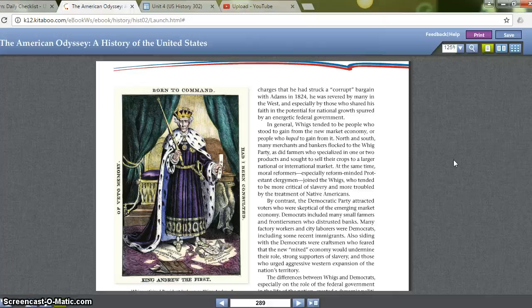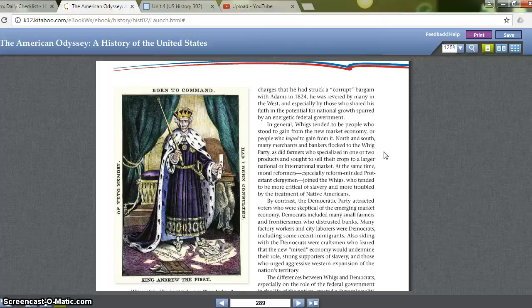In general, Whigs tended to be people who stood to gain from the new market economy or people who hoped to gain from it. North and South, many merchants and bankers flocked to the Whig Party, as did farmers who specialized in one or two products and sought to sell their crops to a larger national or international market. At the same time, moral reformers, especially reform-minded Protestant clergymen, joined the Whigs, who tended to be more critical of slavery and more troubled by the treatment of Native Americans.